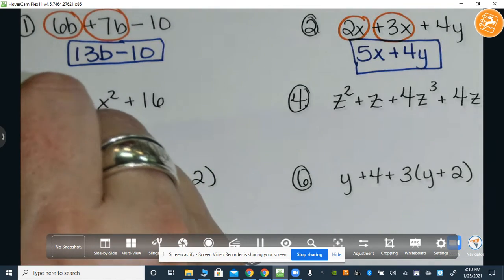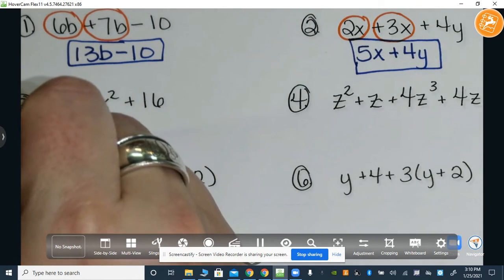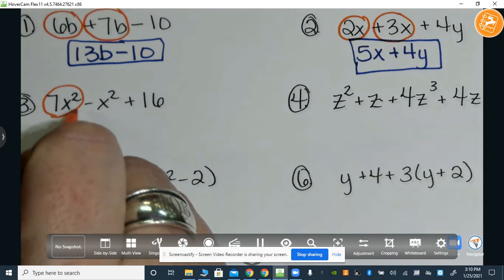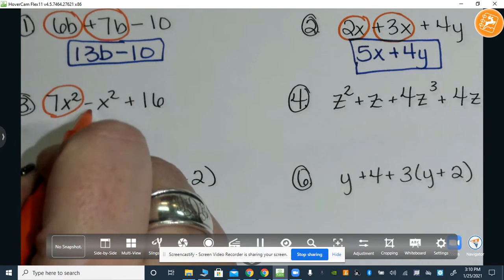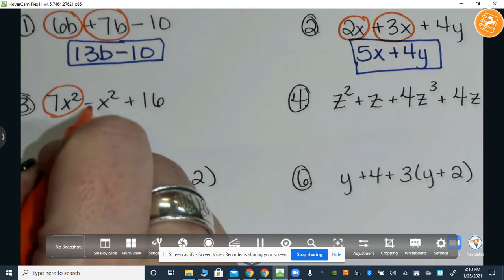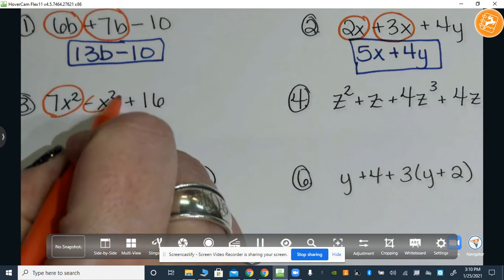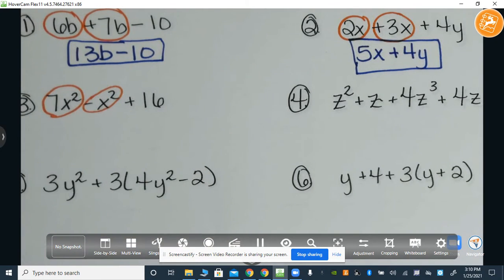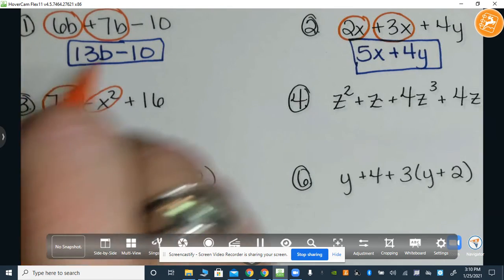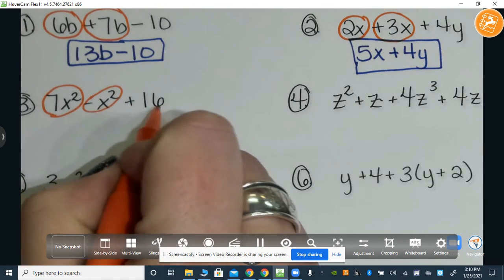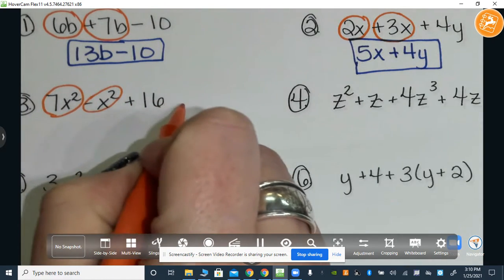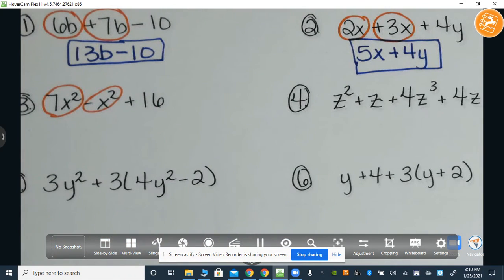Again, I'm going to circle this 7x squared. Okay, I'm looking for anything else. Well, here's another x squared, so I'm going to circle that, and I'm making sure I circle the minus sign right in front of that x squared. Okay, and then plus 16. There's nothing that I can combine here with the plus 16 because it's my third term.